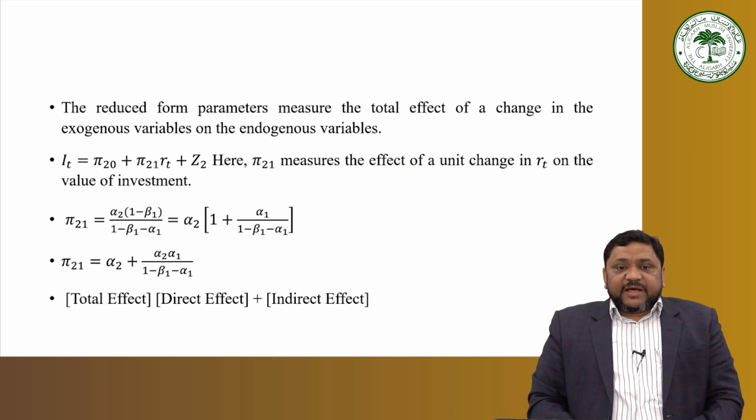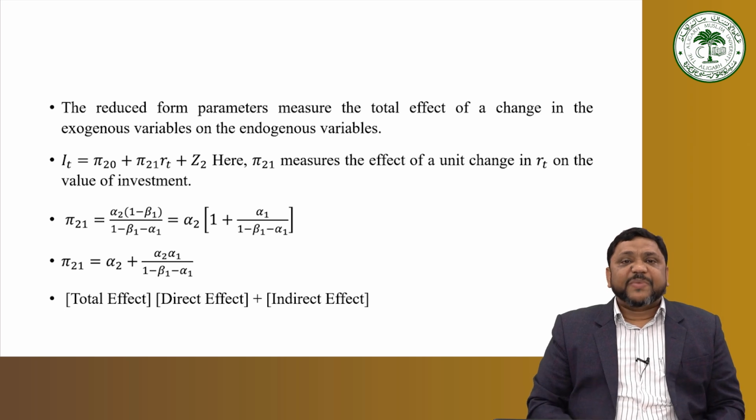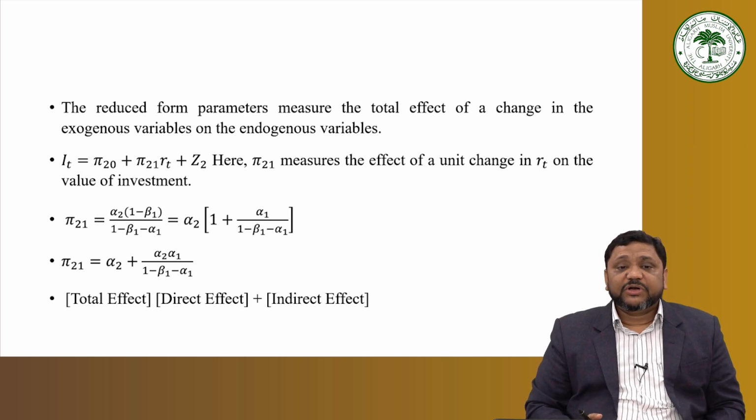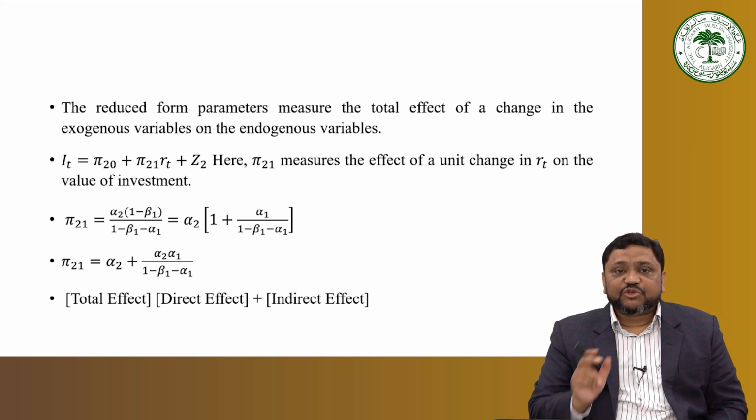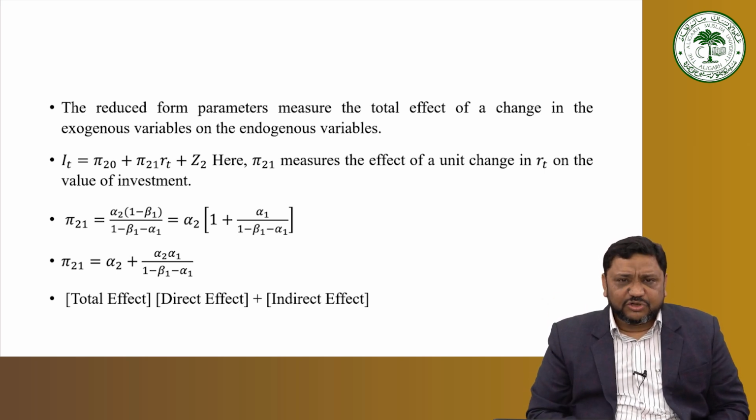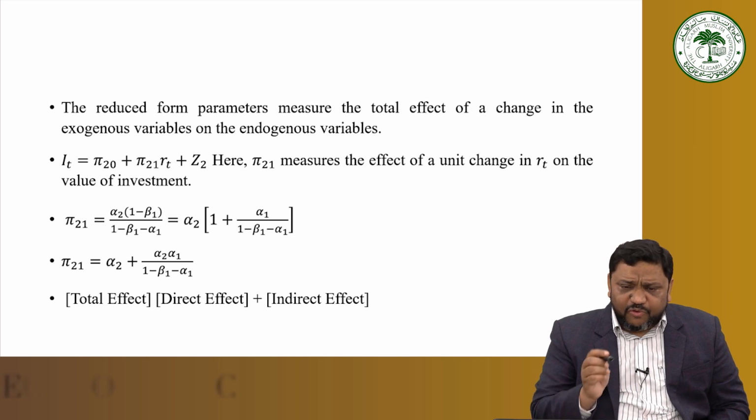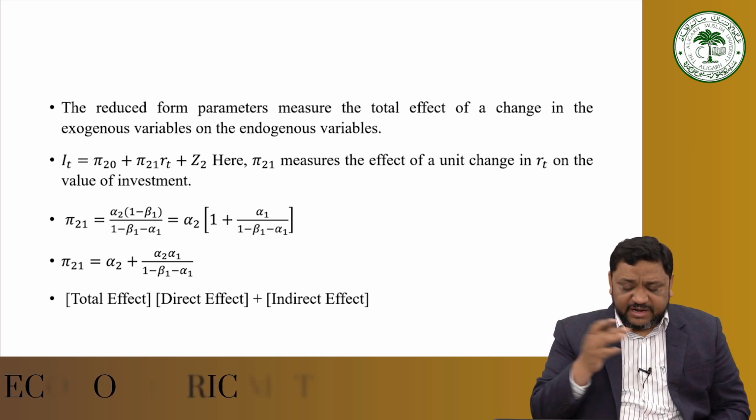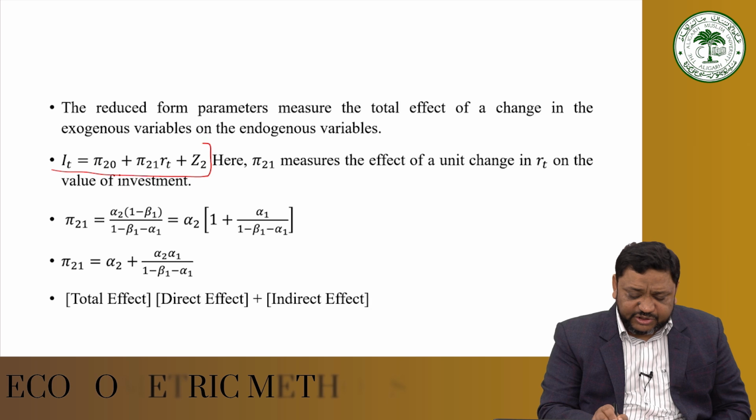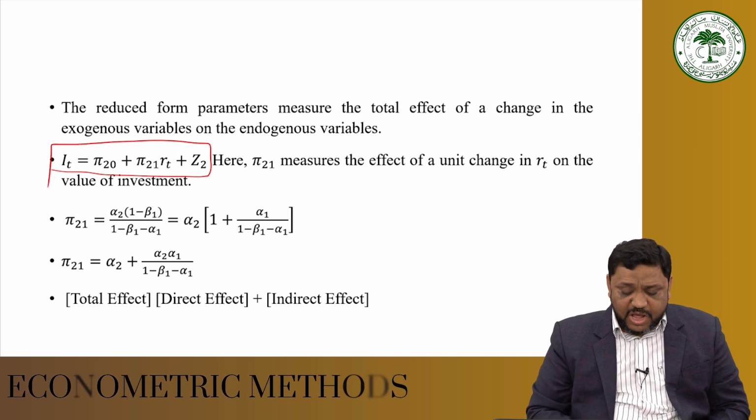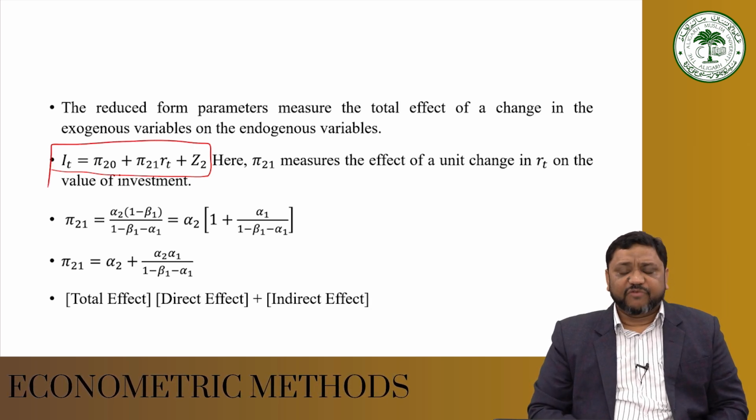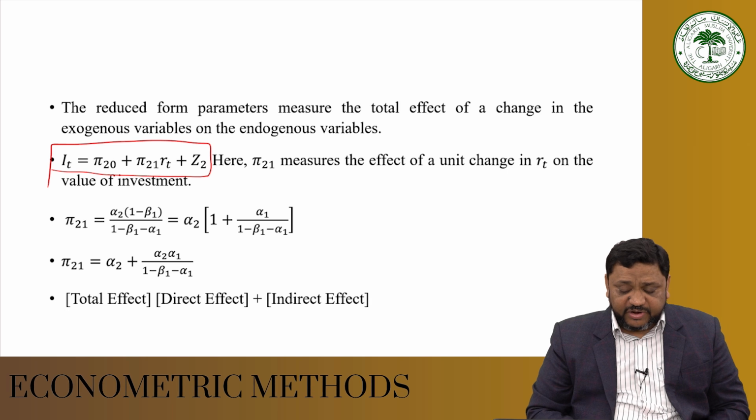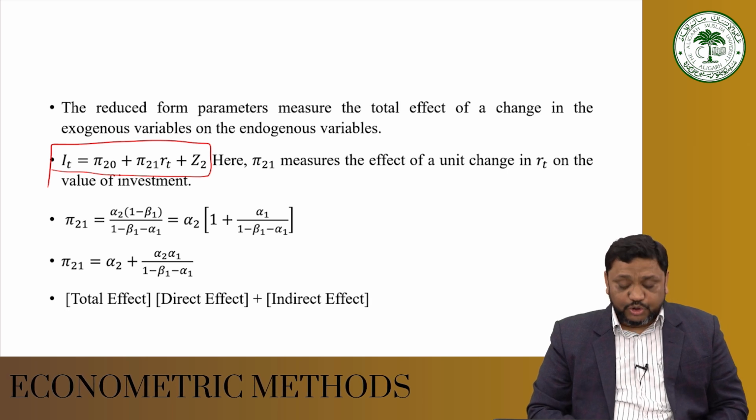Now, the reduced form parameters measure the total effect of a change in the exogenous variable on the endogenous variable. Now, let us understand this direct and indirect effect. We take one of the equations. One of the equations is Yt is equal to pi 20 plus pi 21 Rt plus z2.